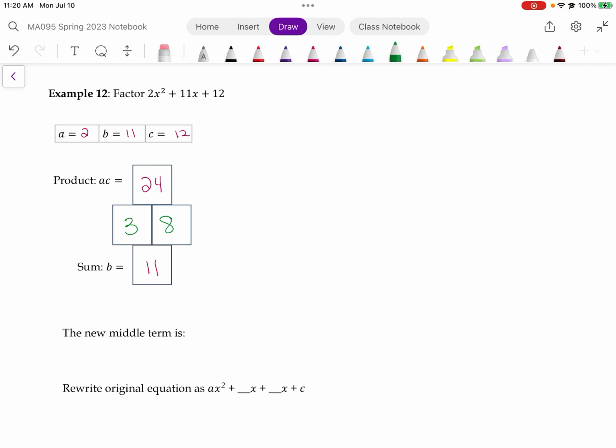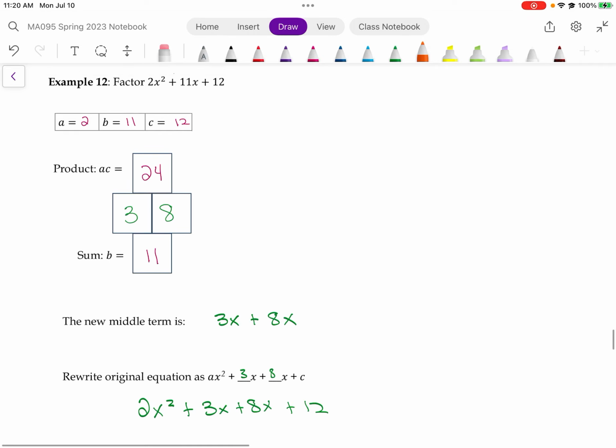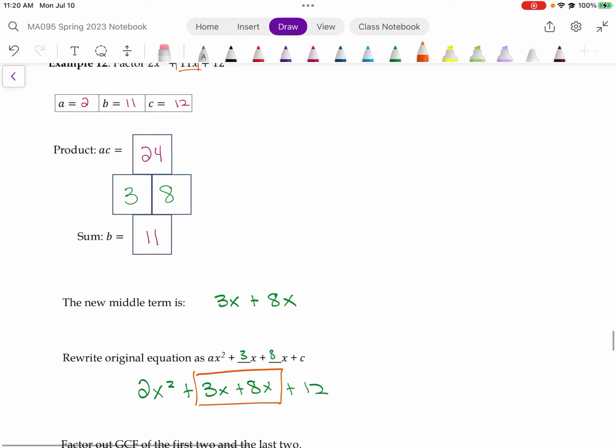So the new middle term is 3x plus 8x. I gave you one with no negatives, so you could practice it with no negatives. All right, so now we need to do this with the 3x and the 8x here. So we need to rewrite the original equation. So we get 2x squared plus 3x plus 8x plus 12. So I just want to point out that all we've done here is we've replaced 11x with something that adds to be 11x, 3x plus 8x, so that we can now factor it.